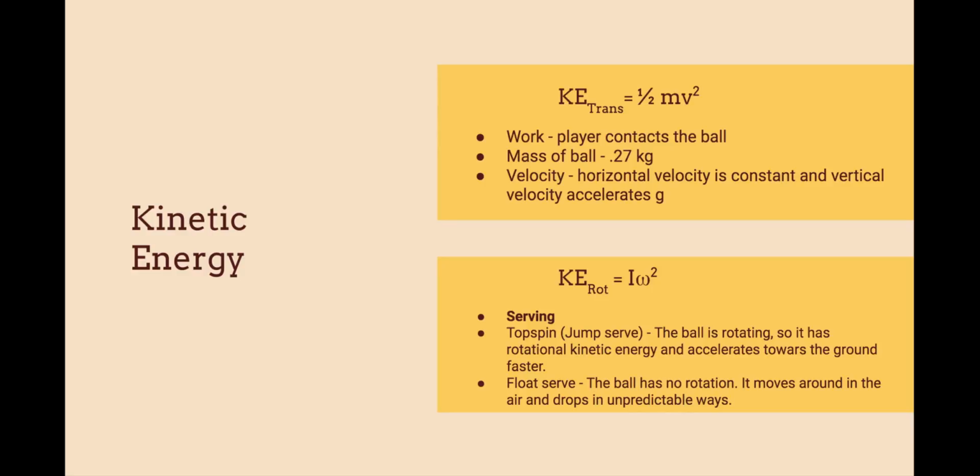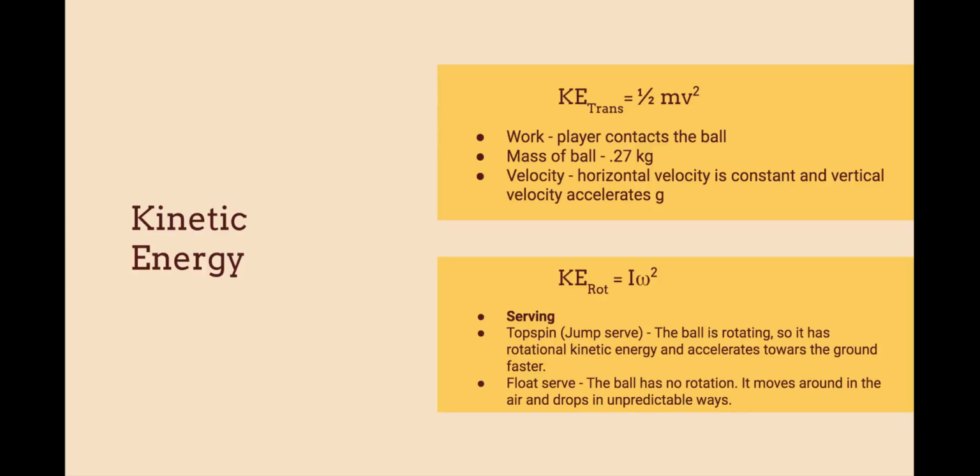So it has rotational kinetic energy and accelerates towards the ground much faster than a float serve, which is where the ball has no rotation. And it moves around in the air with friction with the air and then drops in an unpredictable way. So that one makes it really hard to receive. And you'd use a jump serve if you're just serving it super hard and it's really fast.